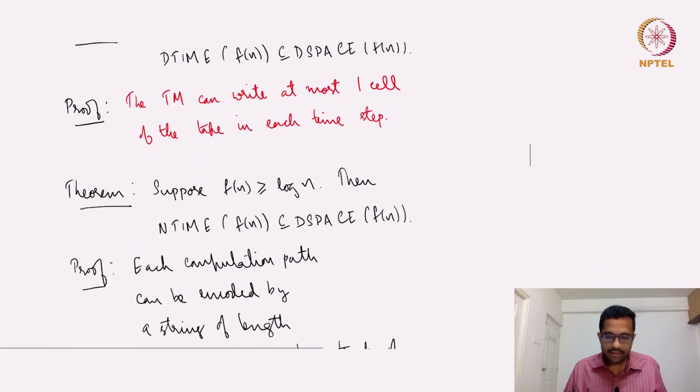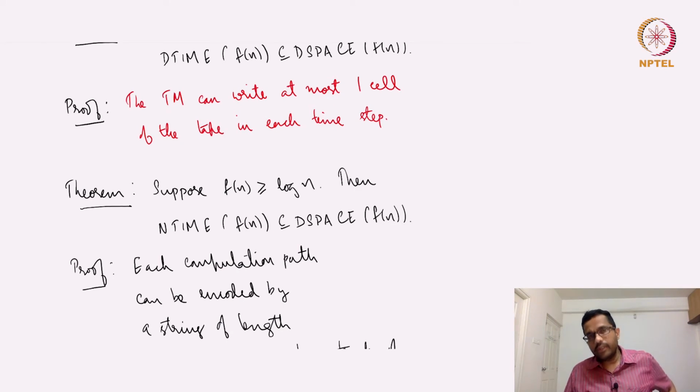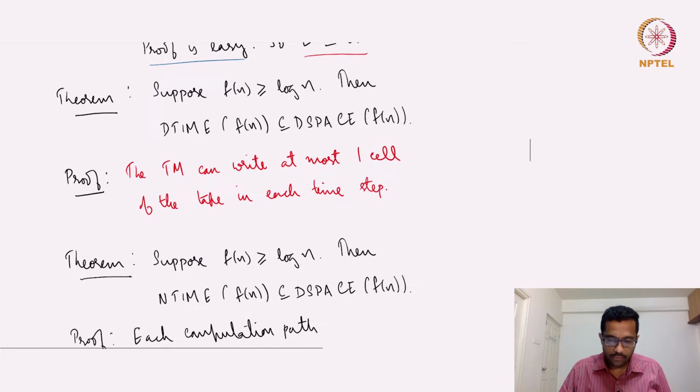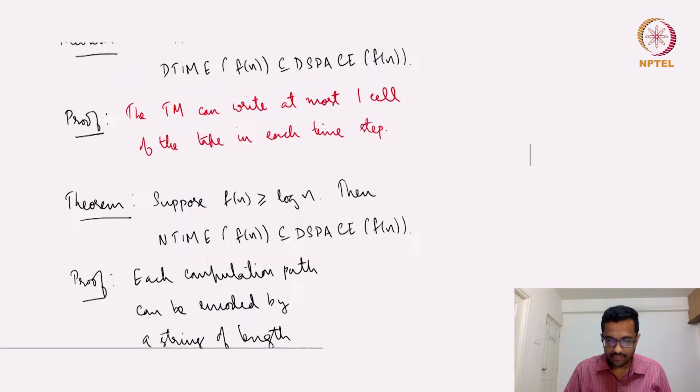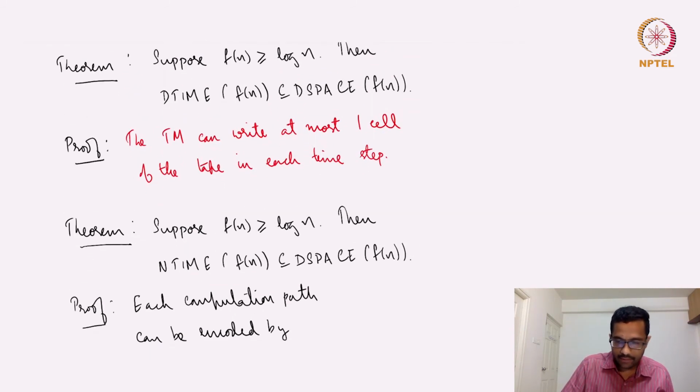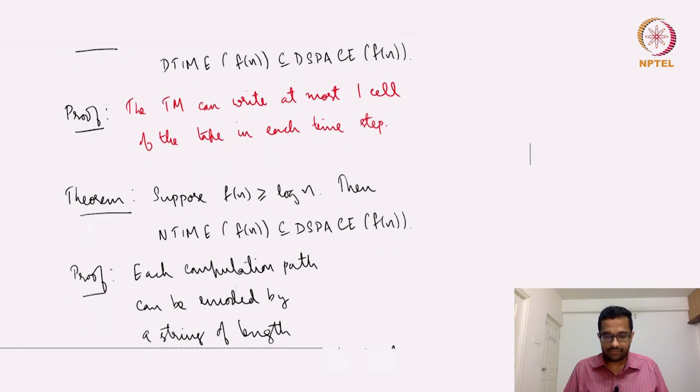So the next result relates non-deterministic time and deterministic space. First we saw deterministic time f(n) is contained in deterministic space f(n). Now we are saying that even non-deterministic time of f(n) can be contained in deterministic space, right? We know that DTIME f(n) is contained in NTIME f(n). So NTIME f(n) is possibly bigger than DTIME f(n), but even that is contained in DSPACE f(n). Why?